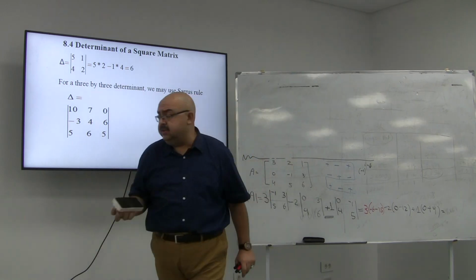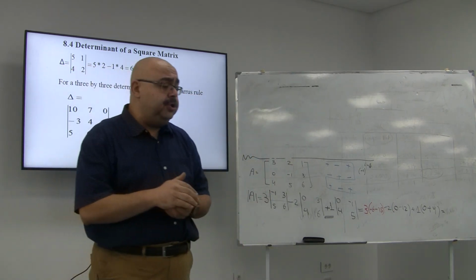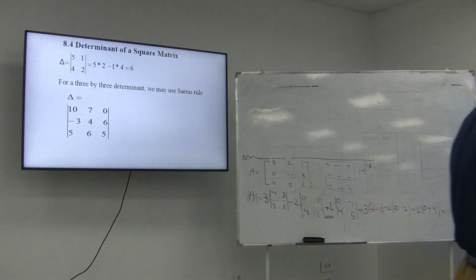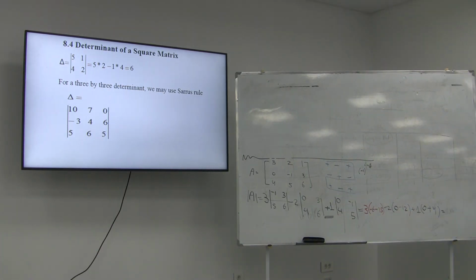Just before I start introducing this method, I want you to remember that if we try to evaluate a 3 by 3 determinant, we had to evaluate how many 2 by 2 determinants? 3 of them. Each one of them is one degree less than the original. So I'm evaluating a 3 by 3, I have to evaluate 3 determinants 2 by 2.